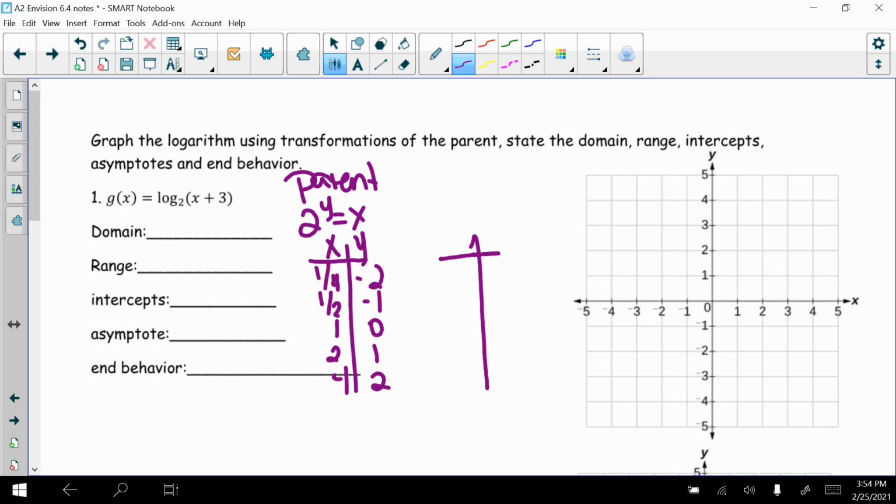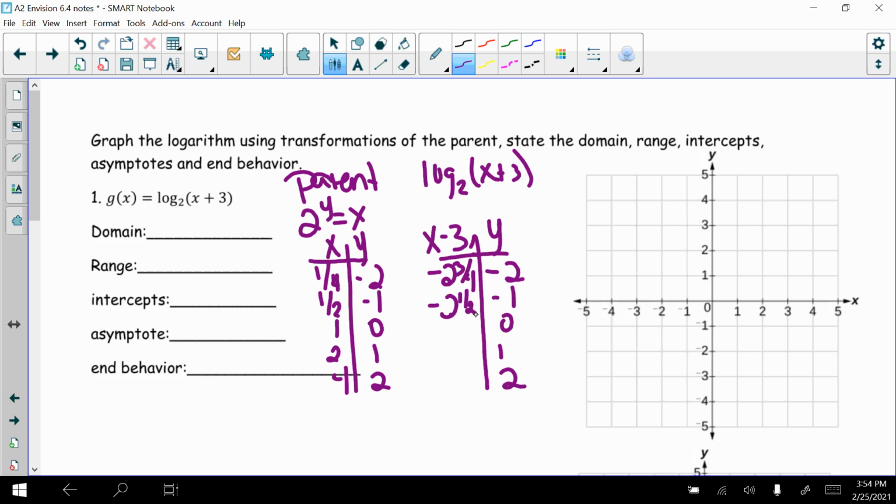So now, log base 2 of x plus 3. My x's, remember that always comes out opposite, so I'm going to do x minus 3. My y's are all going to stay the same: -2, -1, 0, 1, and 2. So I'm going to subtract 3 from all of my x's. 1/4 minus 3 gets me -2 and 3/4. 1/2 minus 3 gets me -2 1/2. 1 minus 3 gets me -2. 2 minus 3, -1. 4 minus 3 is +1.